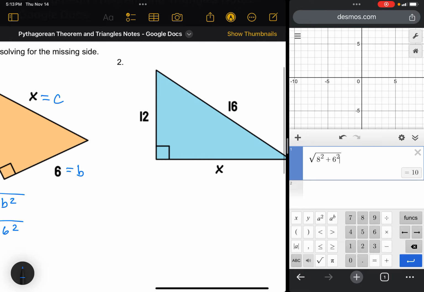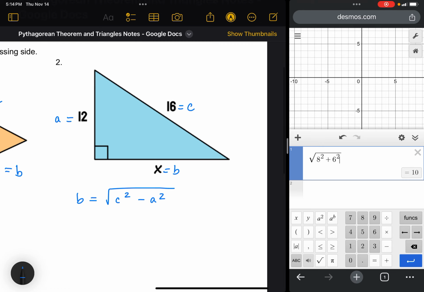Same process. This is going to be A, B, and C. So I'm looking for B rather. So B is going to be equal to C squared minus A squared. This is going to get a little messy, so just bear with me. So C is going to be 16 minus 12 squared. So over here, 16 squared minus 12 squared.